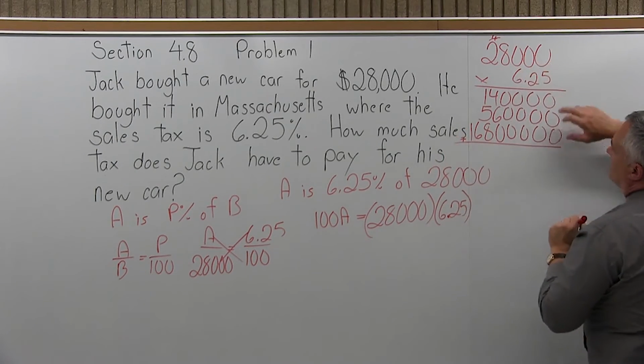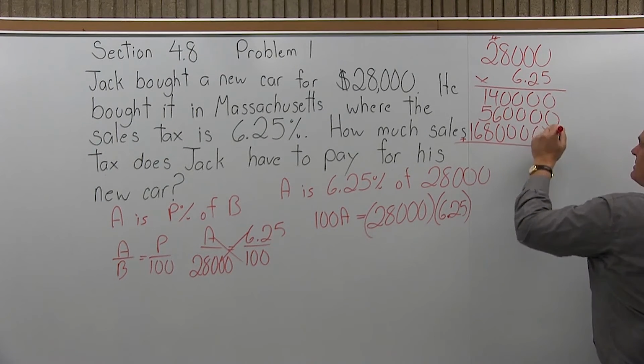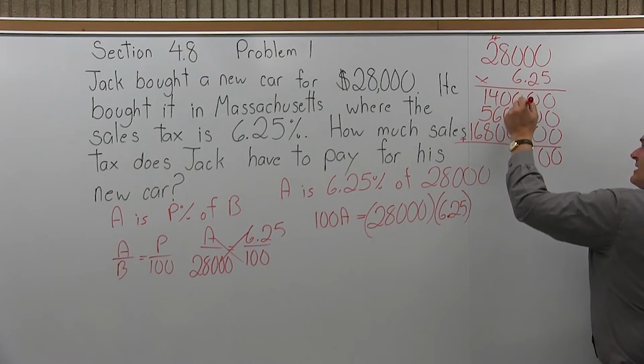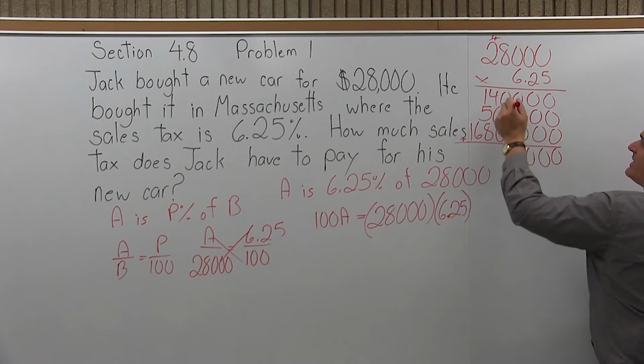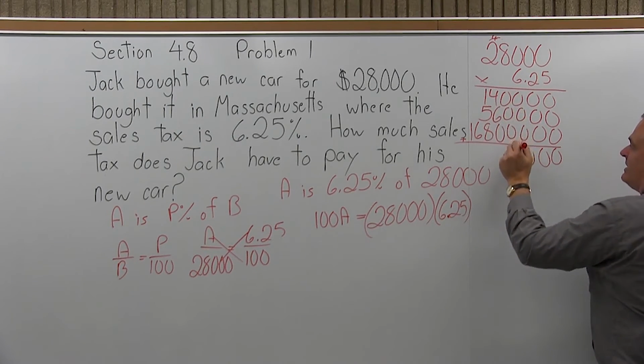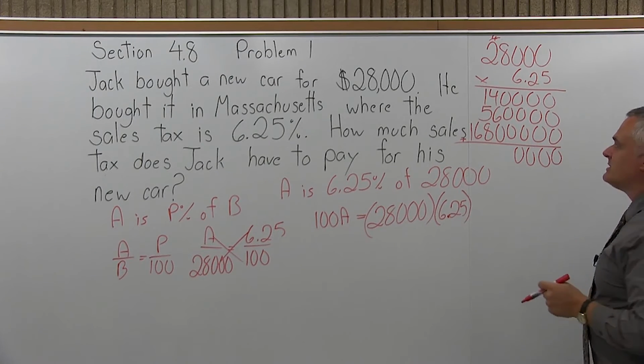Now I'll add all that together. So the first column, 0, 0, 0, adds to 0. The next one, 0, 0, 0, adds to 0. Next one, 0, 0, 0, adds to 0. The next one, same thing again, 0 plus 0 plus 0. See, big numbers, but a lot of zeros.